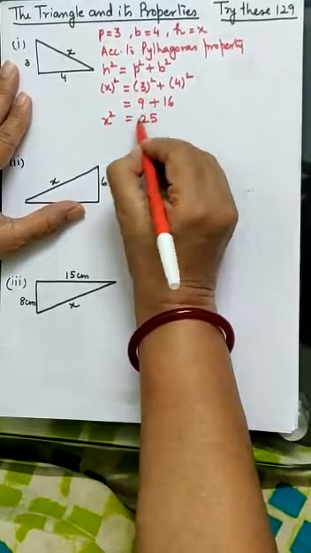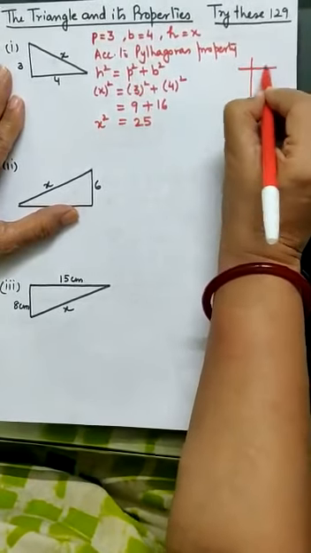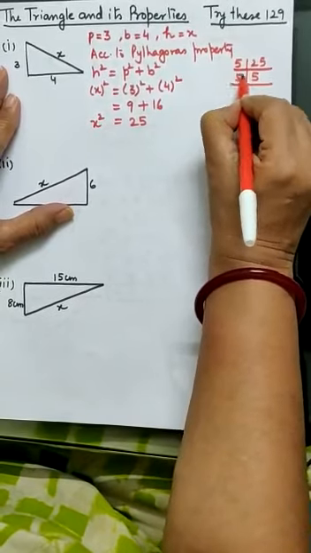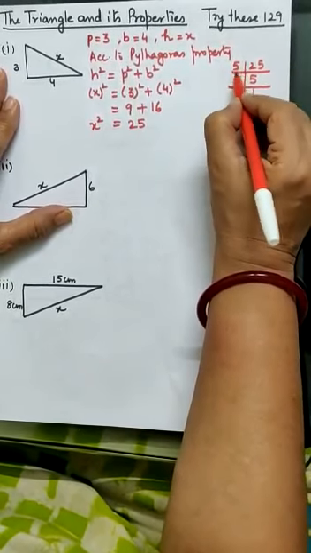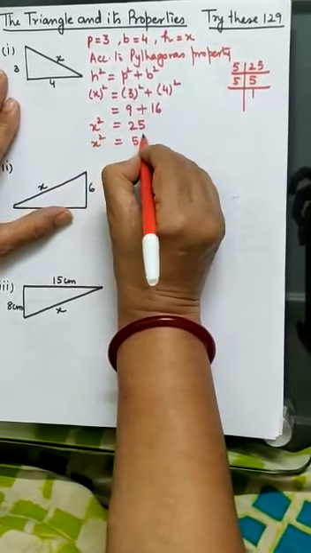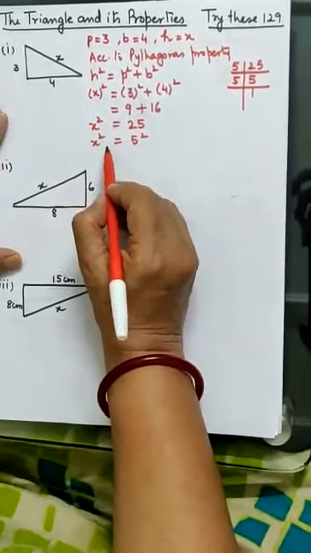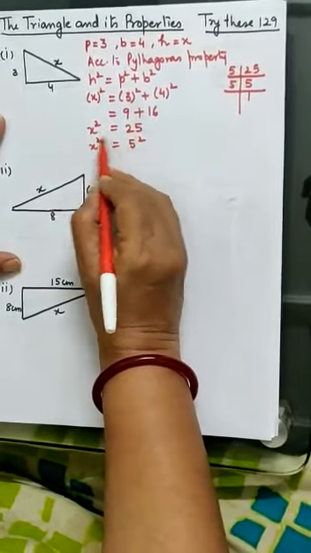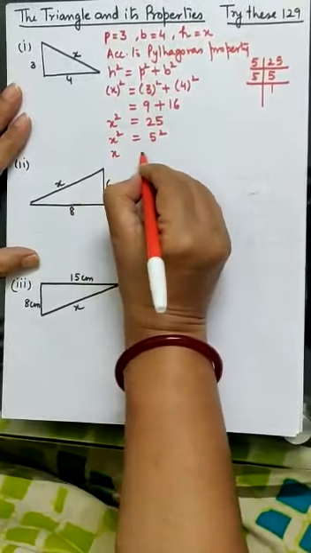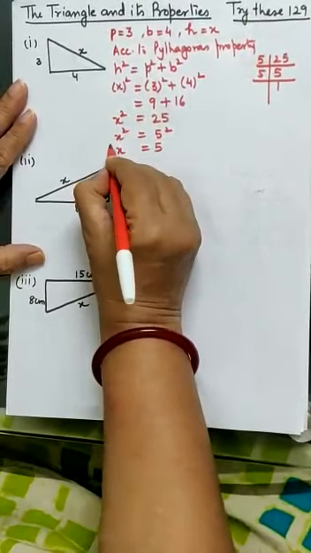Now we take the prime factorization of 25 here. 5 5s are 25, and 5 1s are 5. So 5 into 5 is what? 5 square. So we get here x square is equal to 5 square. Now there is a rule that if the powers are same, we can delete the powers. So we will get x is equal to 5.